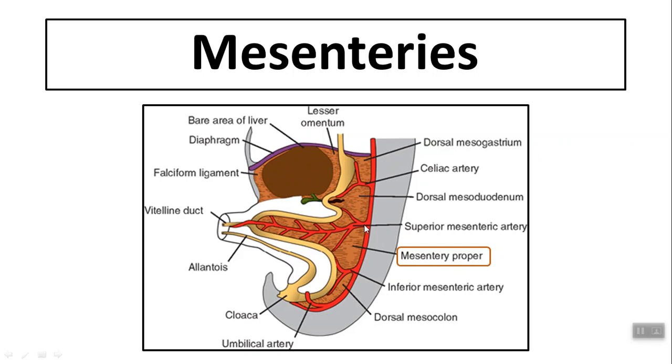This is one of the important functions of the mesentery: the passage of blood vessels from the abdominal aorta to the GI tract, and fixing the organ in position to the posterior abdominal wall.